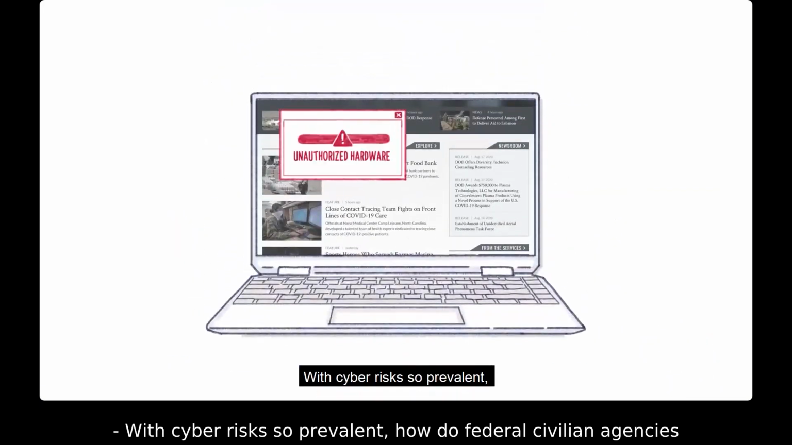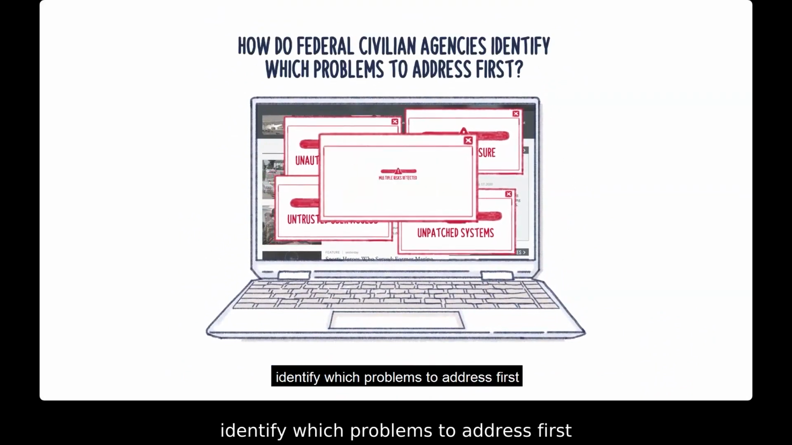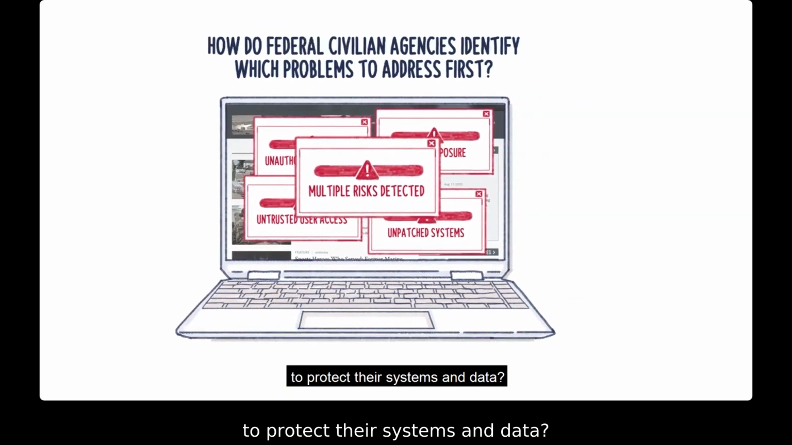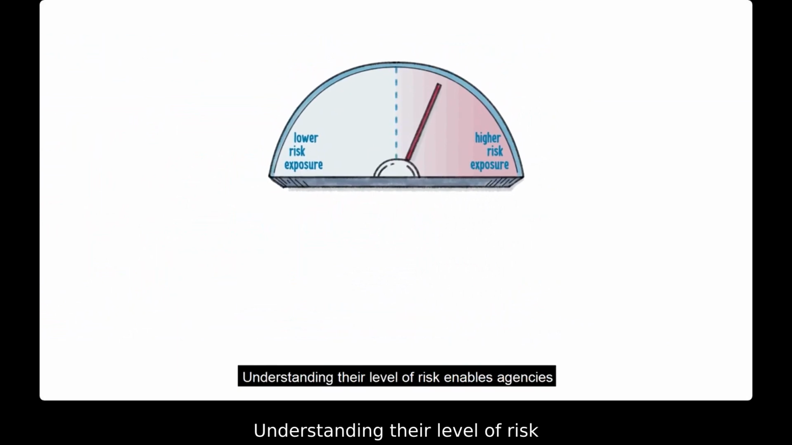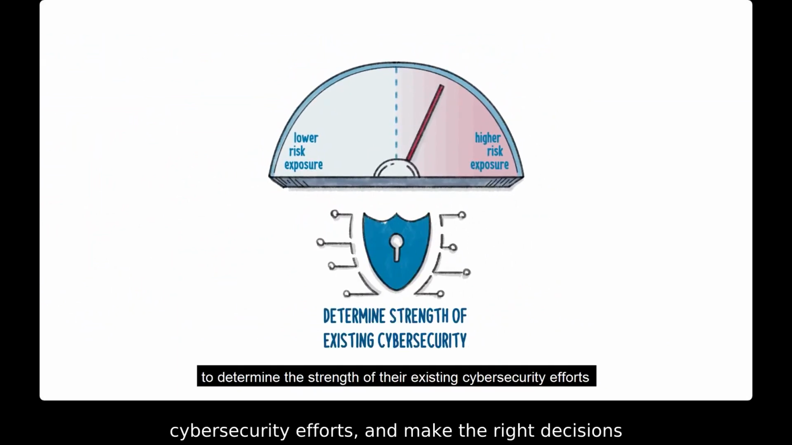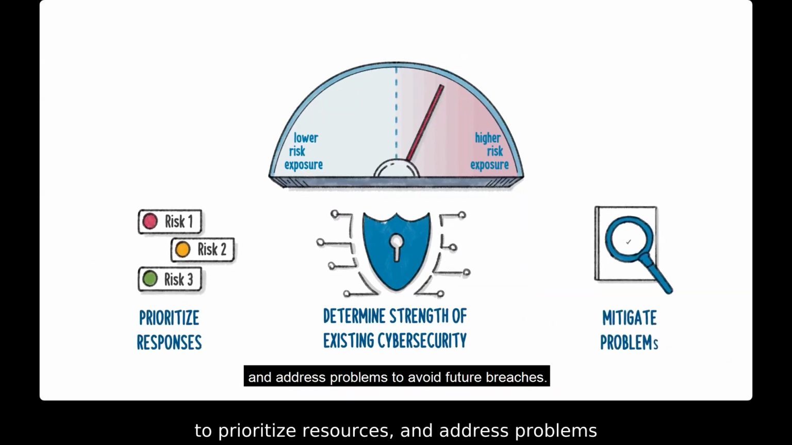With cyber risks so prevalent, how do federal civilian agencies identify which problems to address first to protect their systems and data? Understanding their level of risk enables agencies to determine the strength of their existing cybersecurity efforts and make the right decisions to prioritize resources and address problems to avoid future breaches.